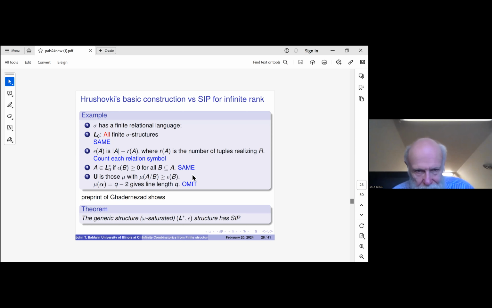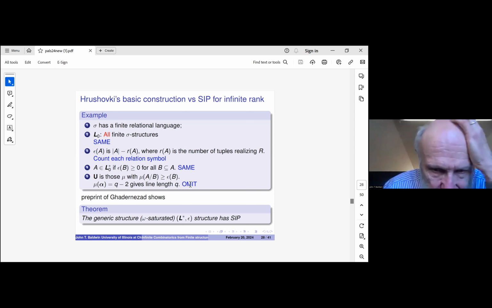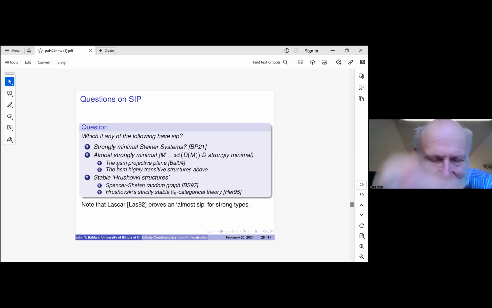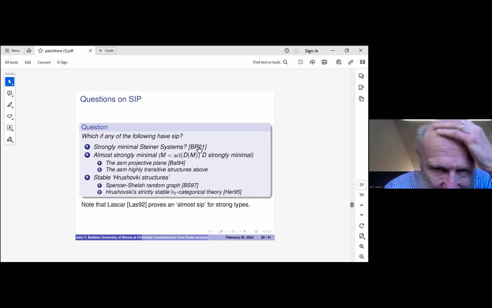And now what Zaniar has shown, I think, is that the generic, that is the omega saturated model of this structure, has SIP. It's an argument that's similar to what Laskar did, but actually with some quite different ideas using the dimension function. And so if you move on to strongly minimal systems or strongly minimal Steiner systems, whether these results just go over easily or whether one has to do a lot more work is just not quite clear at this point.